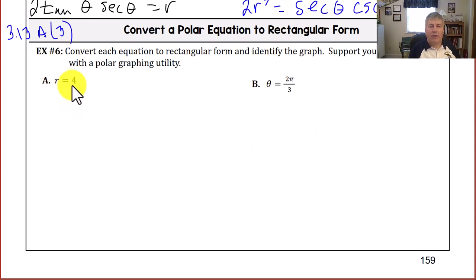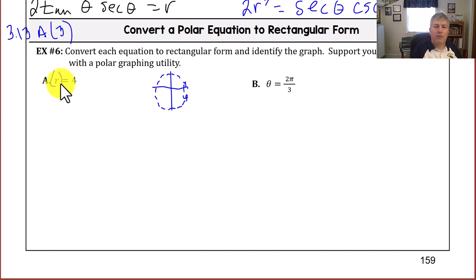We have r equals 4, and again, sometimes these are pretty hard to figure out, but if I were on the polar plane with an r equal to 4, that's going to cover every single theta. Every radius of 4 could go all the way around, and we could cover every single angle that has a radius of 4, and that's really what this is. So let's go ahead and solve this, and let's get this into rectangular form.